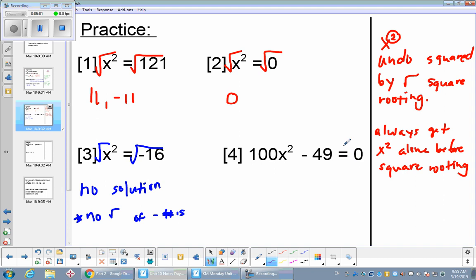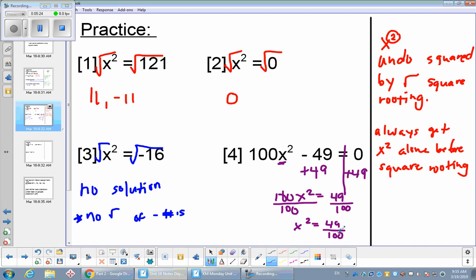This one we have to do some solving too, so let's draw our line. We want to get the x squared alone. So first step is to add 49 to both sides. So I get 100x squared equals 49. Second step is to divide that 100 over. We're not going to take a calculator because 49 and 100 look like nice numbers. So we get x squared equals 49 over 100.